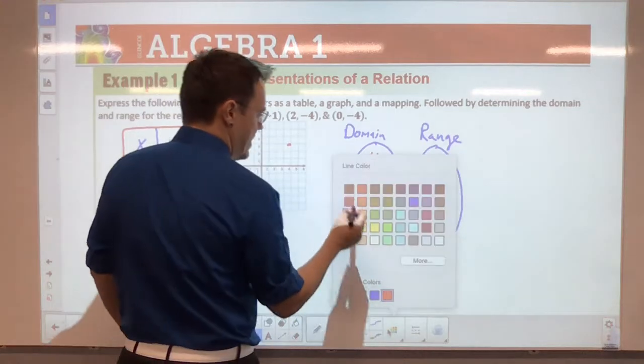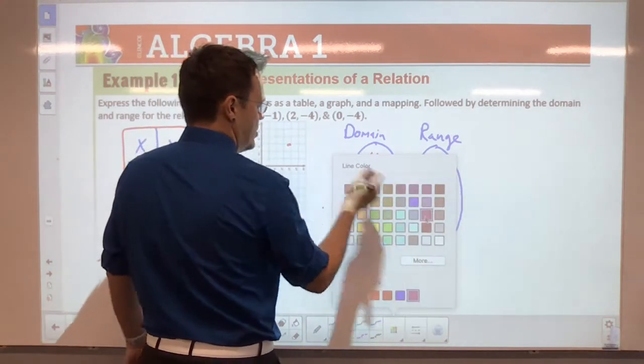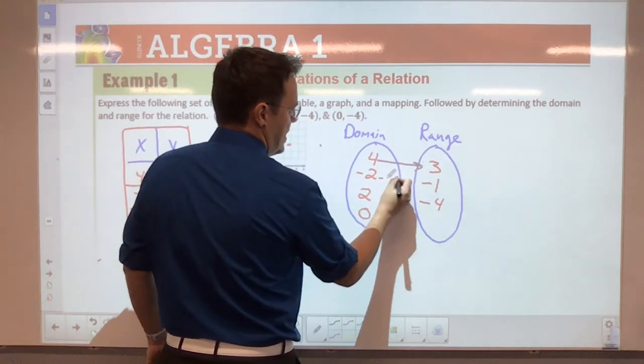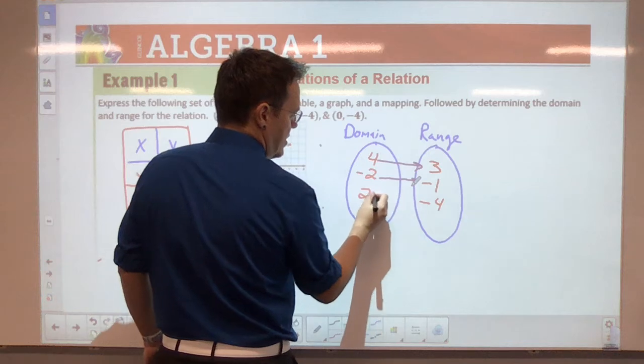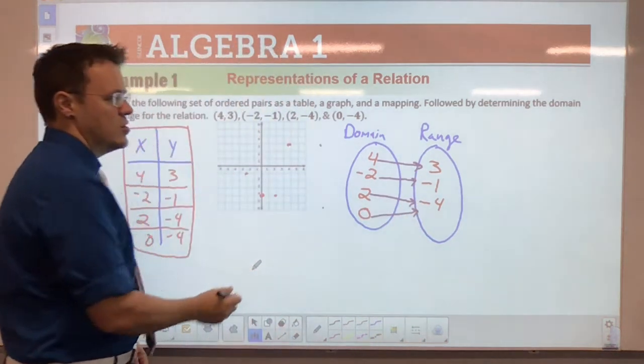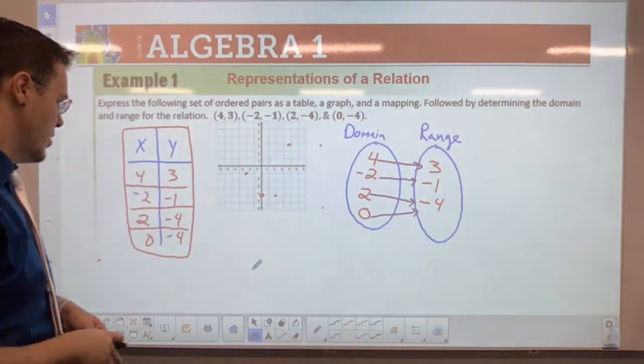But what you do with mapping is you draw and connect the dots, okay? Or you connect the arrows, you could say, for 2 points. So 4 is associated with 3, negative 2 is with negative 1, 2 is with negative 4, and 0 is with negative 4. So that's how you do a mapping, okay? Simple setup, but just make sure you do this appropriately.